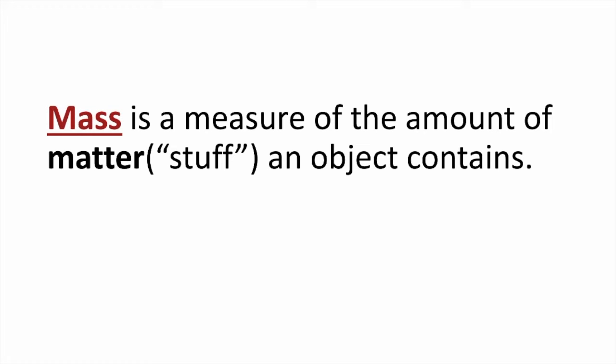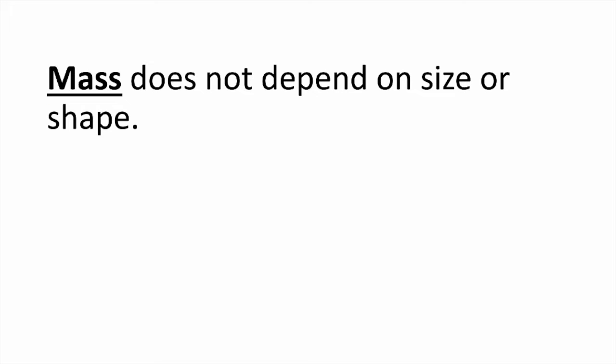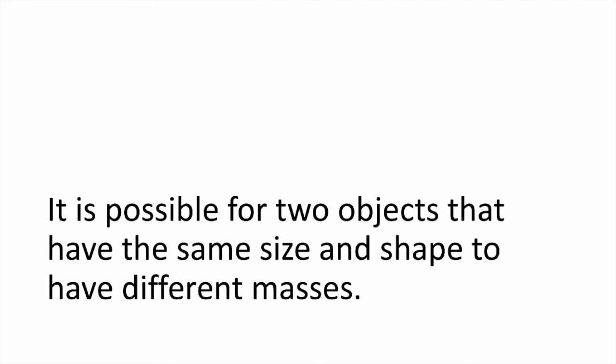Now let's talk about mass. Mass is a measure of the amount of matter or stuff an object contains. Mass does not depend on size or shape. It's possible for two objects that have the same size and shape to have different masses.